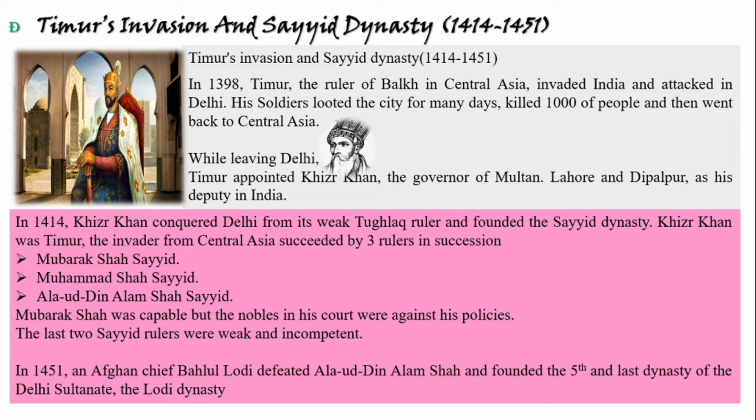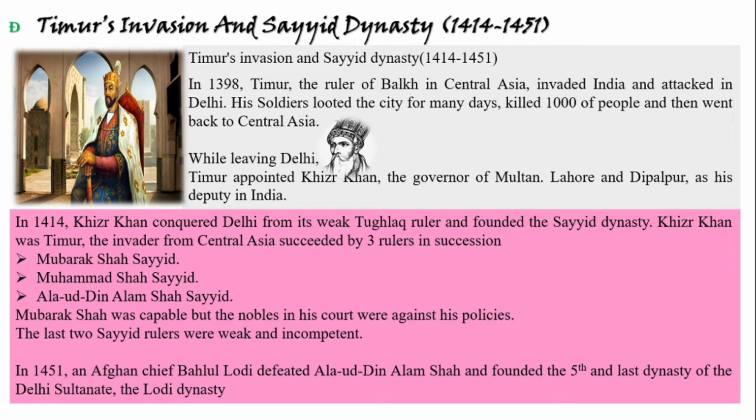In 1398, Timur, the ruler of Balkh in Central Asia, invaded India and attacked Delhi. His soldiers looted the city for many days, killed thousands of people, and then went back to Central Asia. While leaving Delhi, Timur appointed Khizr Khan, the governor of Multan, Lahore, and Dipalpur, as his deputy in India. In 1414, Khizr Khan conquered Delhi from its weak Tughlaq ruler and founded the Sayyid dynasty.